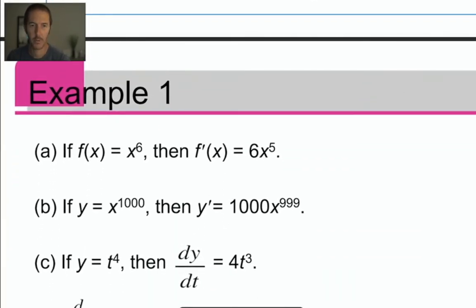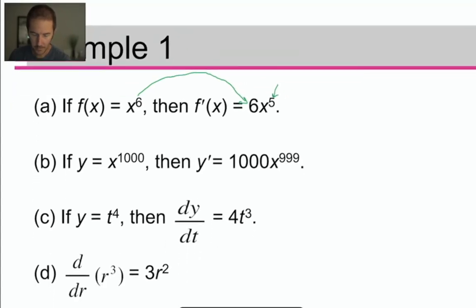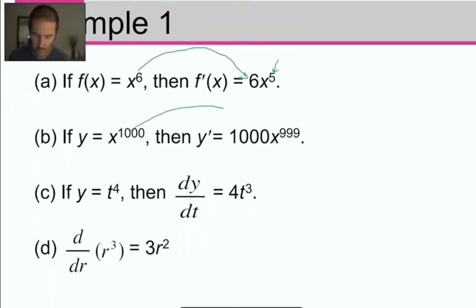In part A, you see the original exponent of 6, and then you see that 6 is appearing now as a coefficient, and the previous exponent of 6 has been decreased by 1, now it's a 5. In the next example, the 1000 has become a coefficient, and the exponent has been decreased by 1, and so on and so on. Does it work for different variables? Yes, here we're working with the variable t and the variable r. It still works.